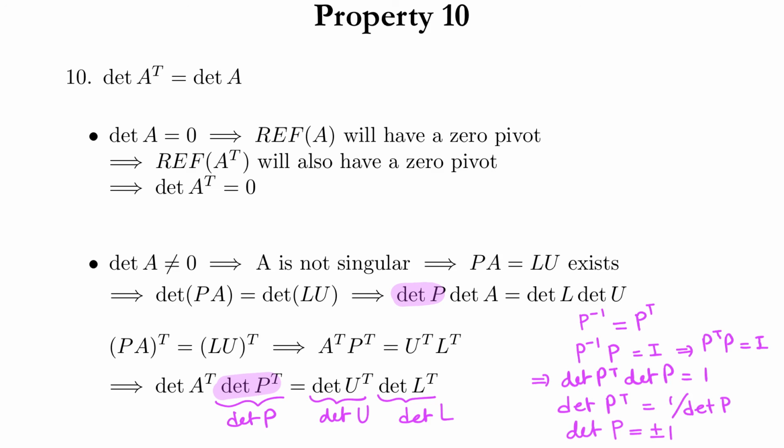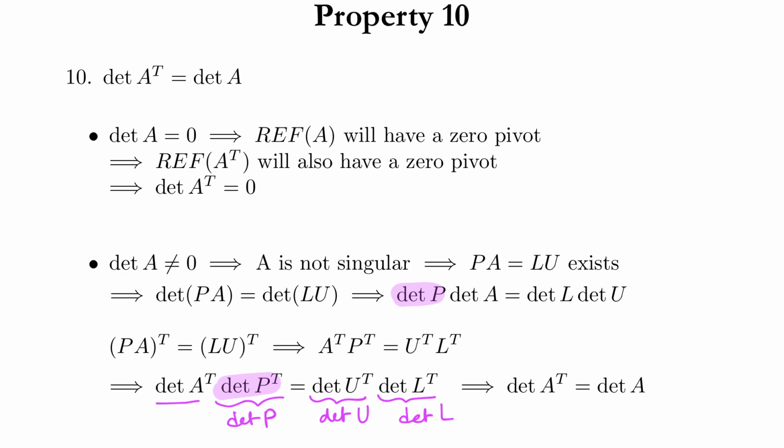Now that we have everything, we have the determinant of A transpose times the determinant of P transpose, which is the same as the determinant of P, is equal to the determinant of U times the determinant of L. And this is the same expression as that for the determinant of A. So we can conclude that the determinant of A transpose is equal to the determinant of A.